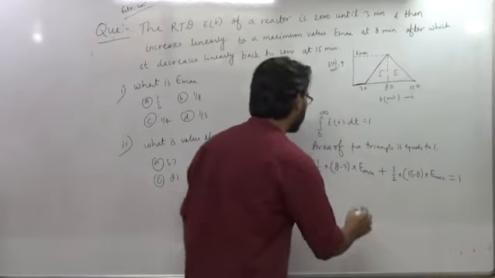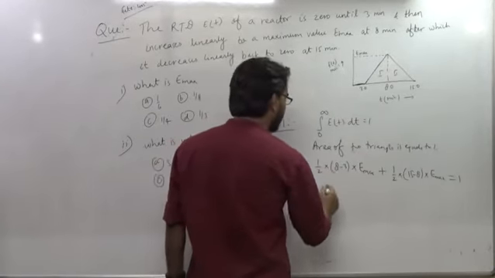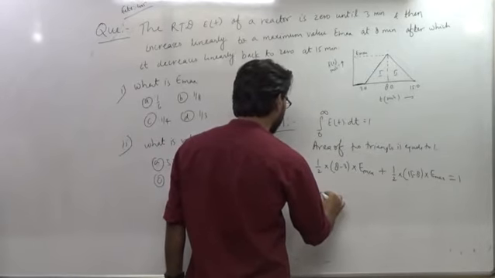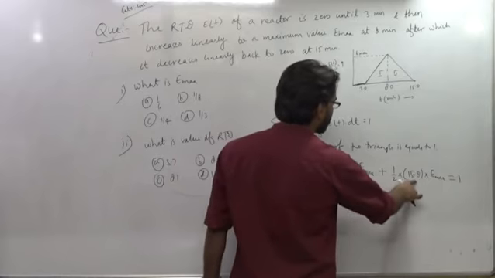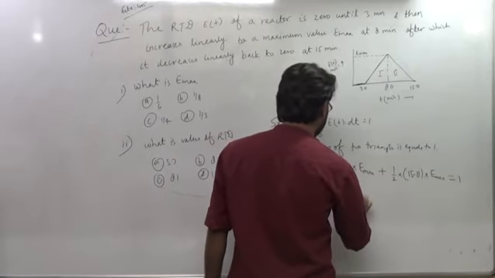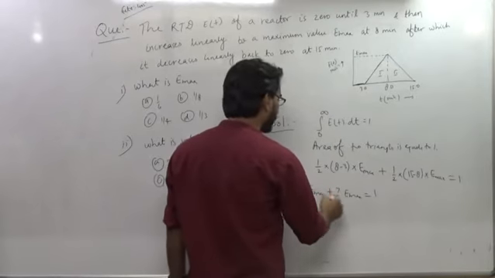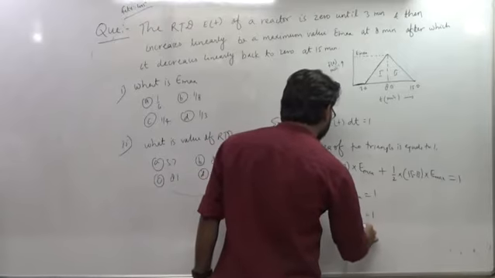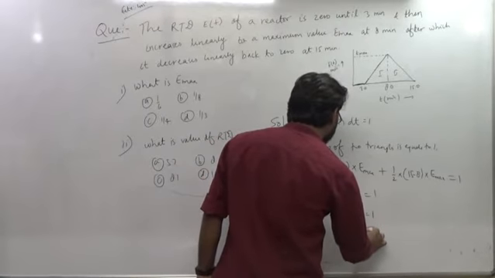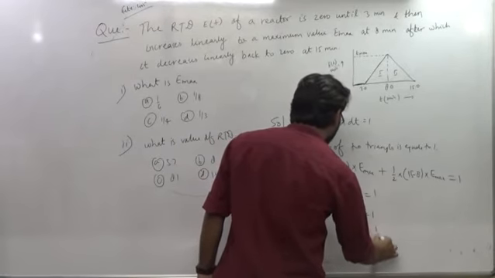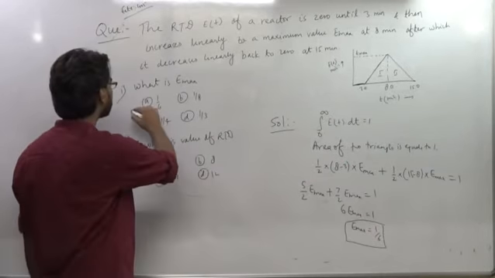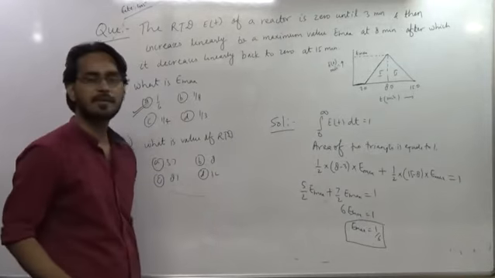Now see what is the value of this: 5/2 Emax plus 7/2 Emax is equal to 1. After solving these two, we get 6 Emax is equal to 1. It means Emax is equal to 1/6. So easily we can get this value: Emax is equal to 1/6.